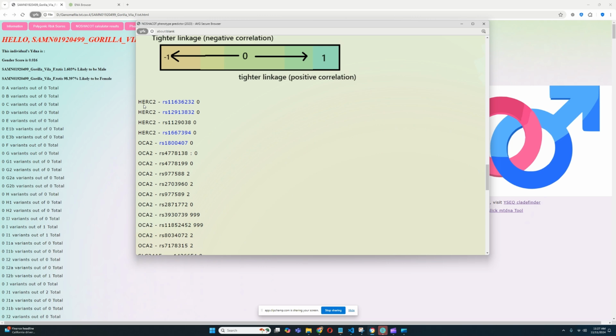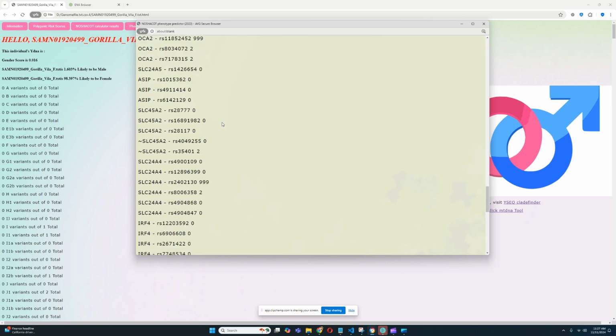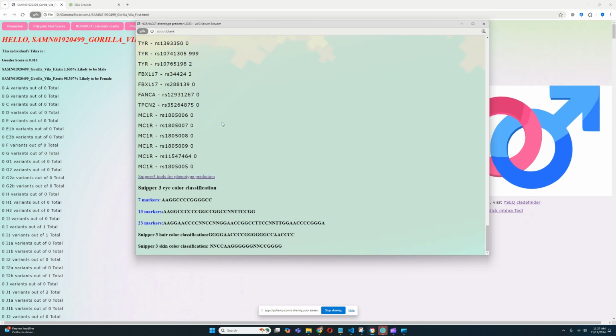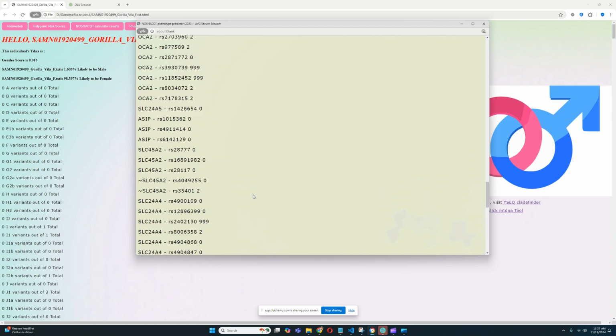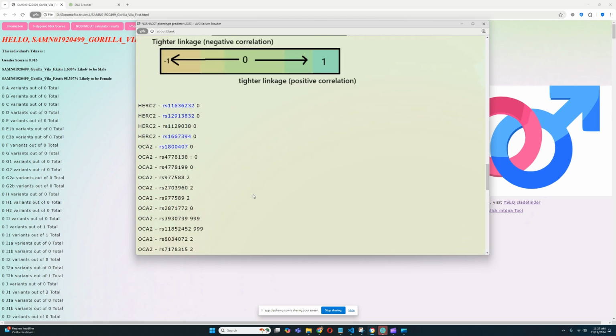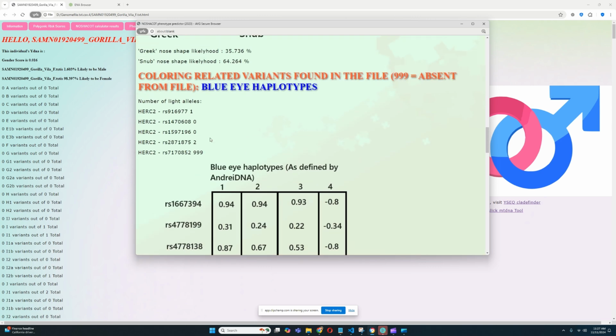She doesn't have any light color variants in any of these variations, and is she heterozygous anywhere else? I don't see anywhere else where she would be heterozygous, so that's quite interesting, right? She's definitely very dark for sure, but her being heterozygous for this variation of HERC2 is certainly very surprising. Very, very surprising for me.